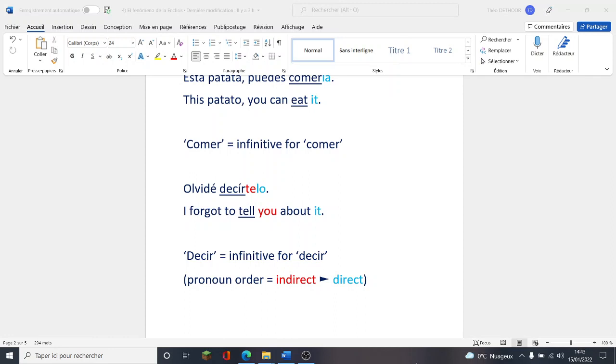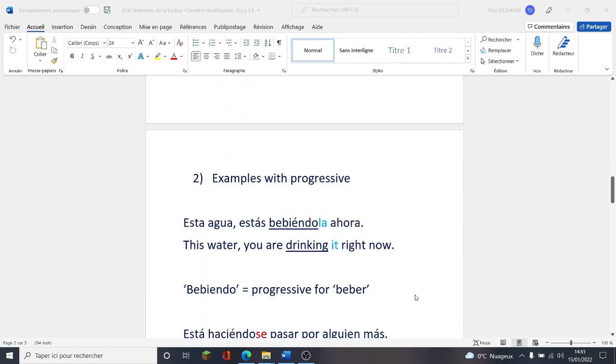So in the video I've chosen to spot the indirect pronouns in red and the direct one in light blue, so that it's easier for you to notice the order of the pronouns when you need to use a double Enclisis. So yeah, I think that's all for the examples about infinitive. Let's go about examples with progressive forms.